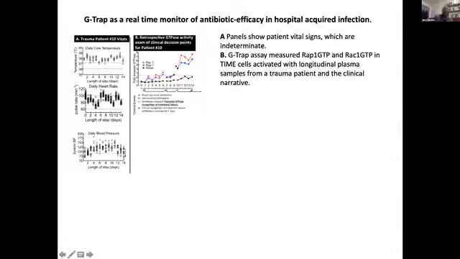Whereas if they were monitoring this person, they would have known that the treatment had not worked as well as they had imagined. And so this would have been a nice clinical decision tool. So I think, oh, okay, I guess that's the end of my talk.